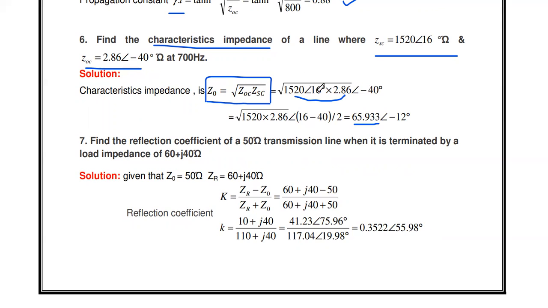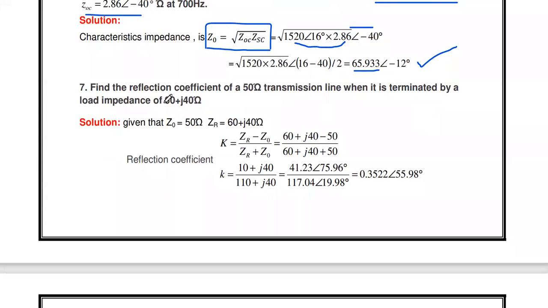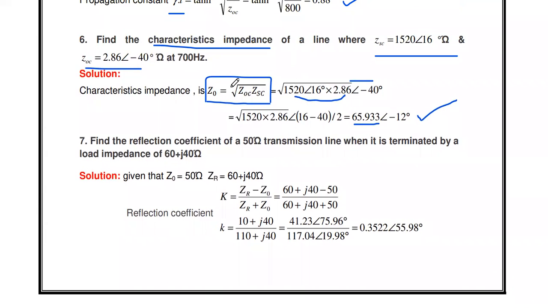If the angles are in multiplication, we have to add the angles, so 16 minus 40. Then this angle is under the square root, so we have to divide the angle by 2. So 16 minus 40 divided by 2, the angle is minus 12 degrees. So this is the answer. This is the characteristic impedance of a transmission line. This is an important 2-mark problem.